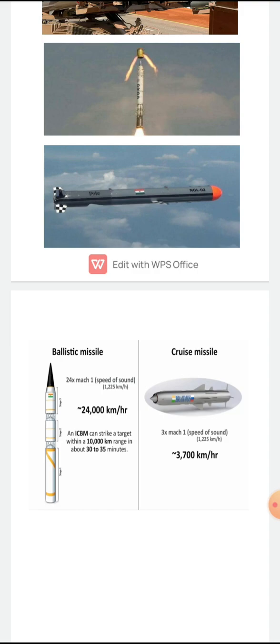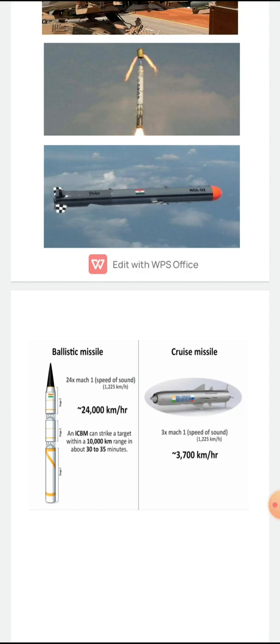Another difference between ballistic and cruise missile is that ballistic missiles follow the trajectory of a free fall. Okay, so as they fall under the influence of gravity, their speed is very much higher, around 24 Mach, which means 24 times the speed of sound, around 24,000 km per hour. Their speed is this. Okay, so an intercontinental ballistic missile can strike a target within a 10,000 km range in about 30 to 35 minutes. So you can see their speed is very fast.